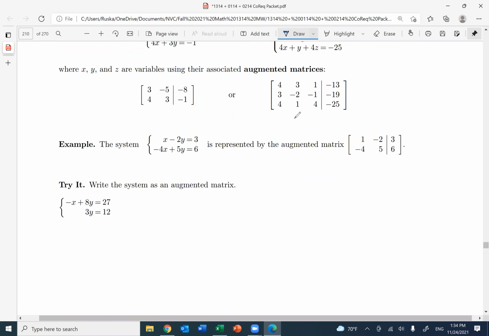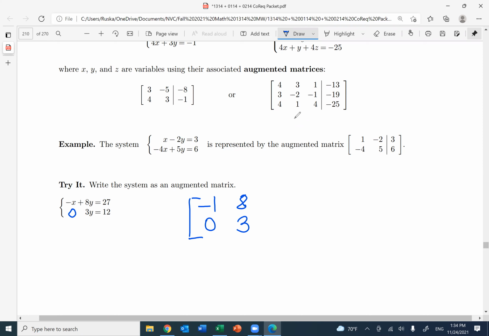So how do you make the matrix? You're going to start with the coefficients in front of x. The first one is -1. The second equation has 0 x's, right? So I'm going to put 0. You have to put a number there. And then the numbers in front of y are 8 and 3.